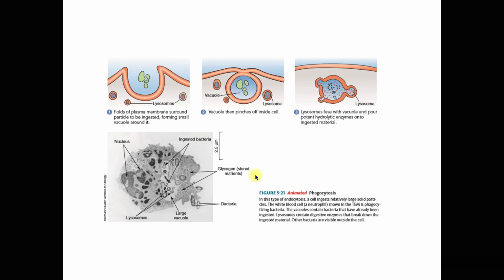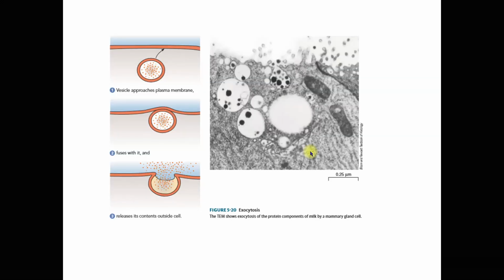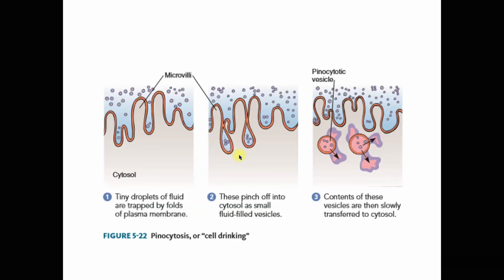So this is an example of phagocytosis, and then this is exocytosis. You can see this vesicle moves towards the plasma membrane and releases the vesicle's contents. And then this is pinocytosis.